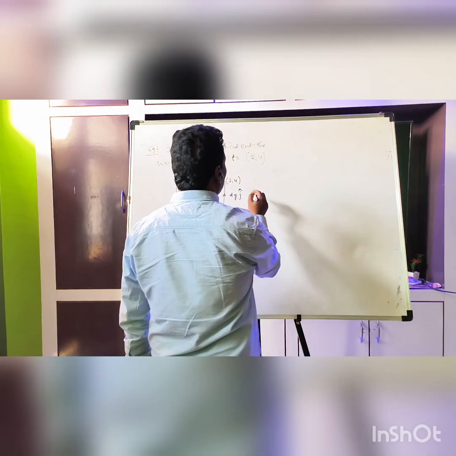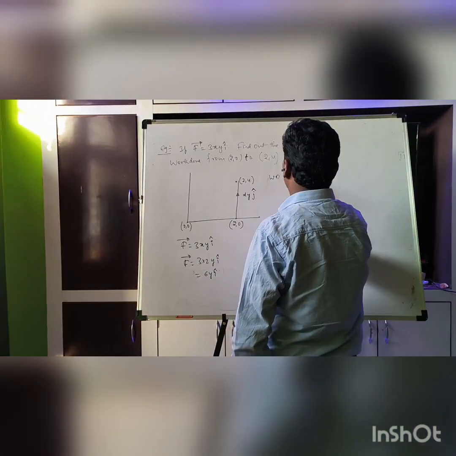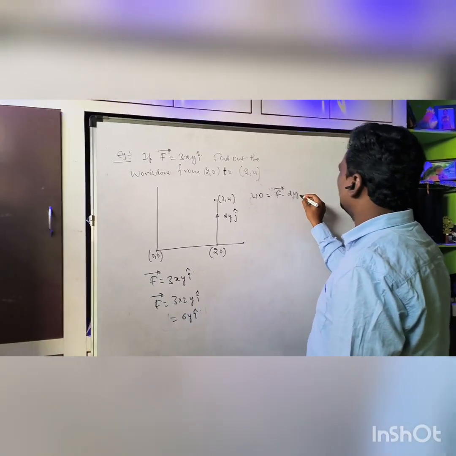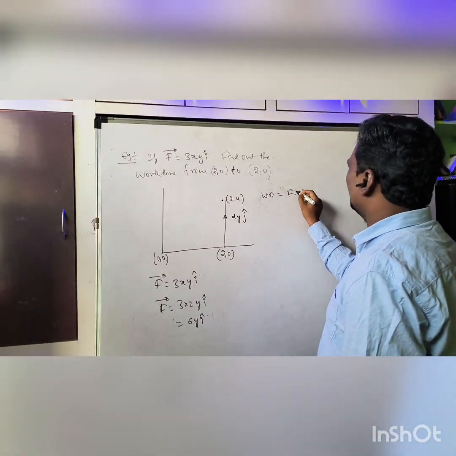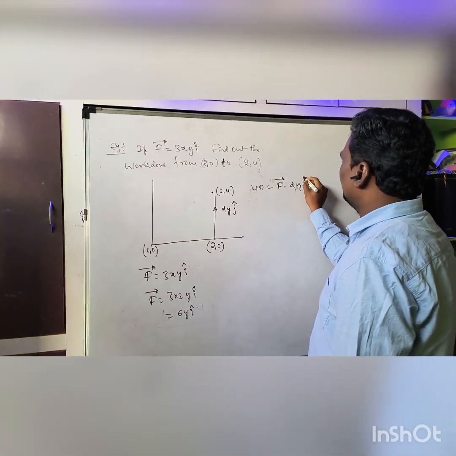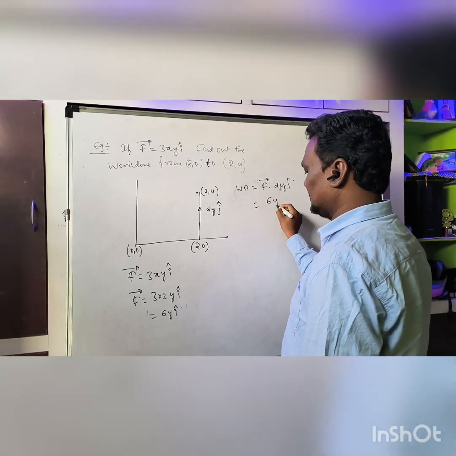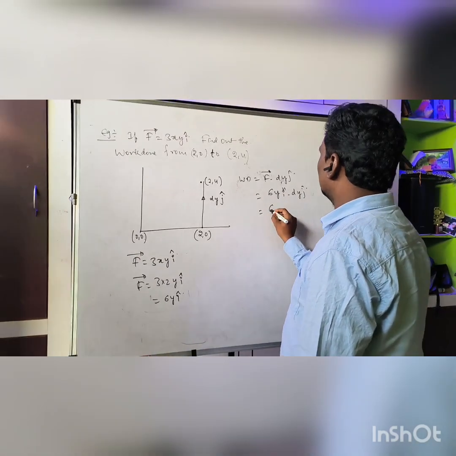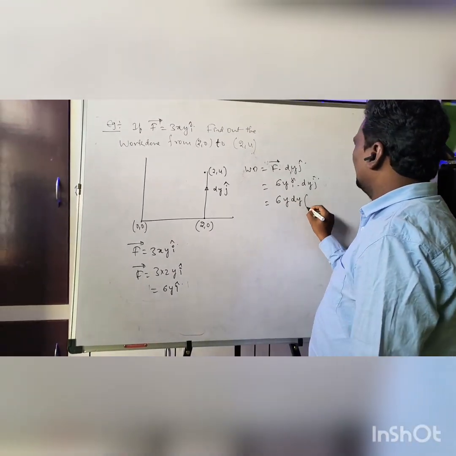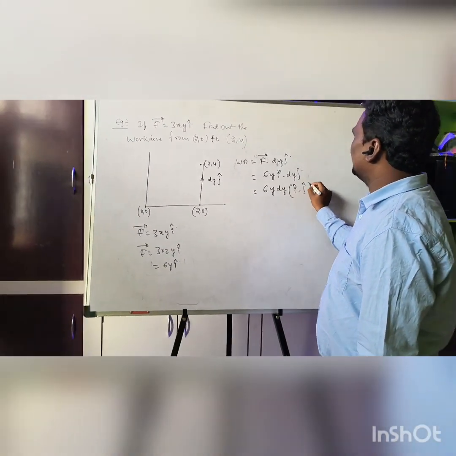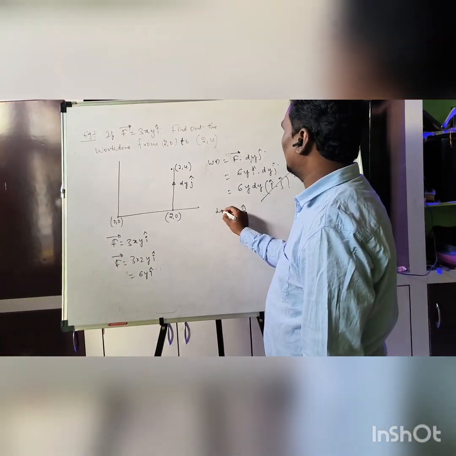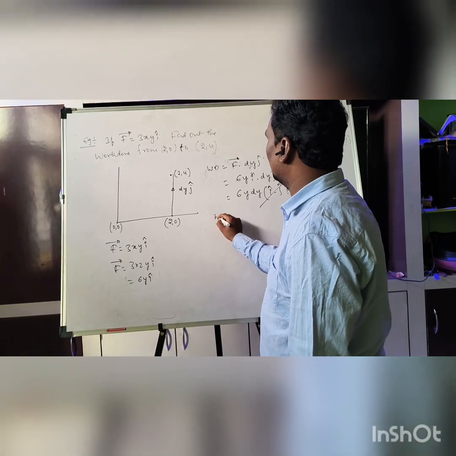So what is work done? Work done is equal to F bar dot ds bar. ds bar is nothing but dy j cap. Now what is F bar? 6y i cap dot dy j cap. That is nothing but 6y dy i dot j. So what is i dot j? i dot j is equal to 0. Therefore, what is work done? Work done is equal to 0.